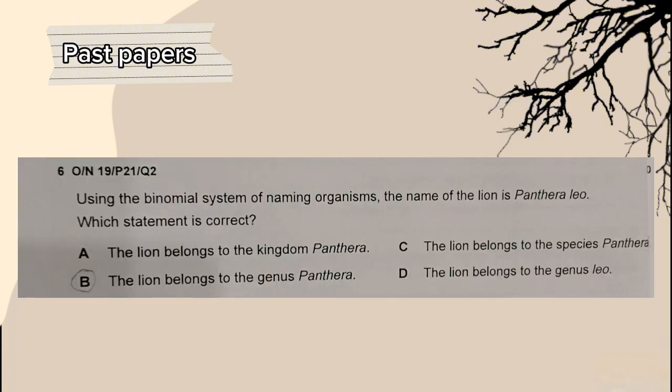Question number 2. Using the binomial system of naming organisms, the name of the lion is Panthera leo. So which statement is correct? A. The lion belongs to the kingdom Panthera. B. The lion belongs to the genus Panthera. C. The lion belongs to the species Panthera. And D. The lion belongs to the genus Leo. So the correct option is B.